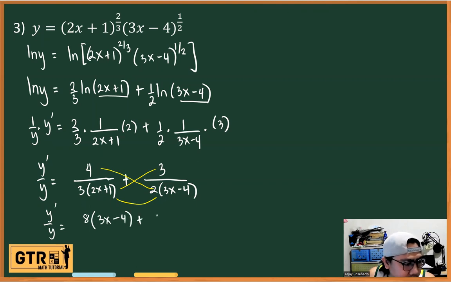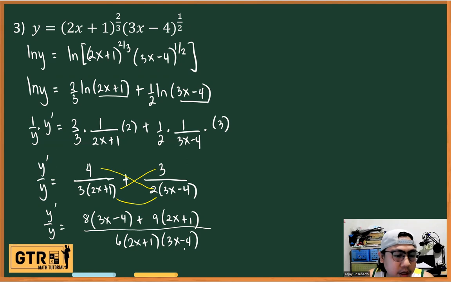Plus 3 times 3, so that is 9 times 2x plus 1, all over the product. So just multiply first the constant. 3 times 2, we have 6. And then we have 2x plus 1 times 3x minus 4. So there's no need to multiply 2x plus 1 and 3x minus 4 because we can cancel out this term if we substitute the value of y.